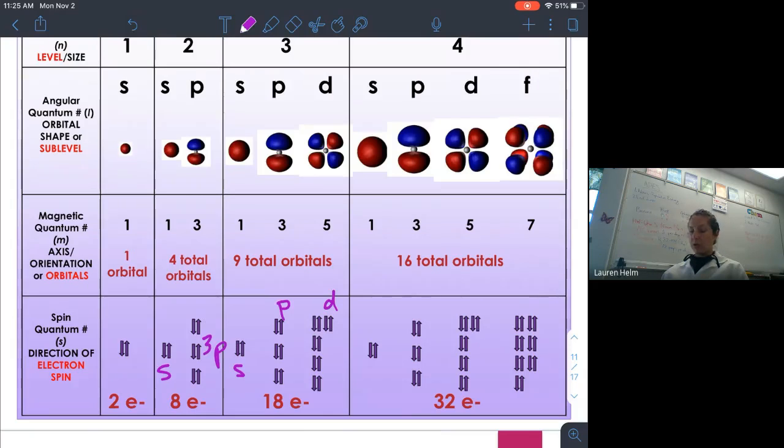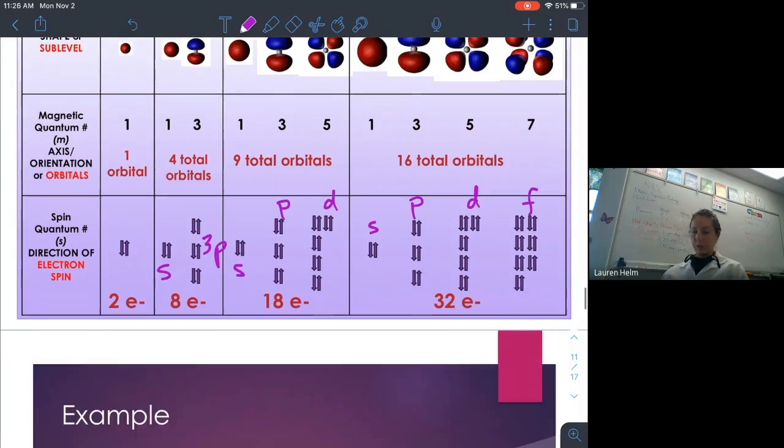When we get to the fourth energy level, we have all 4. We have S, P, D, and F, 2 electrons on S, 6 electrons for P, 10 electrons for D, and 14 electrons for F, or a total of 32 electrons could be found on the fourth energy level.